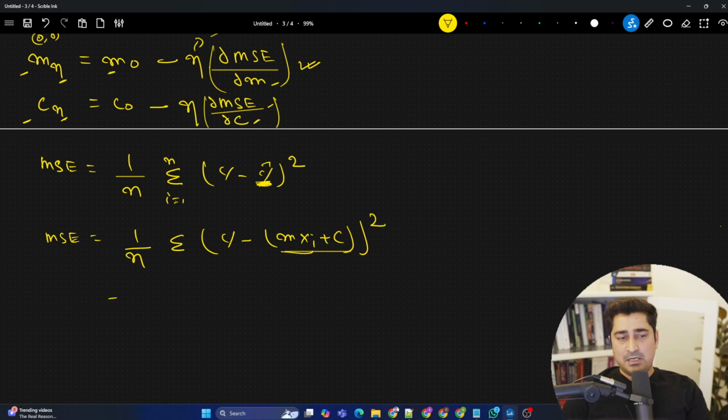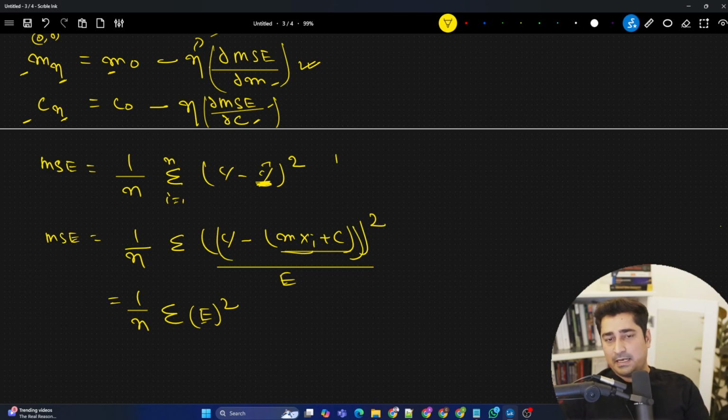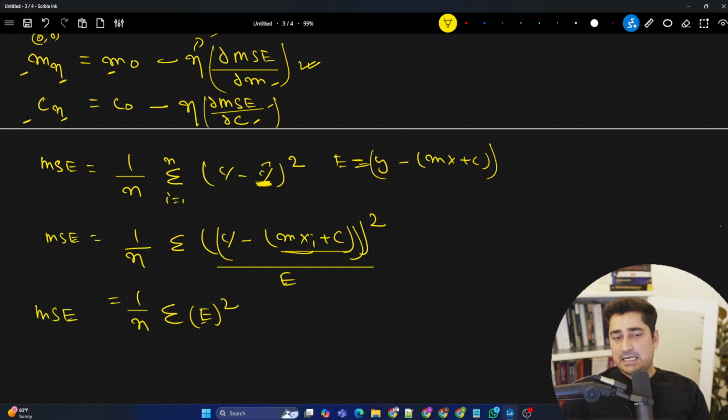Now what I will do is, let's consider this entire entity, for example, as E for now, just for simplicity. So summation of E square. I've considered this entire thing as E, so my E is nothing but y minus (mx plus c). This entire term I have considered as E just for simplicity. So now my MSE is technically summation of E square over here.